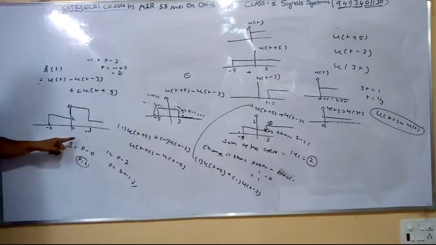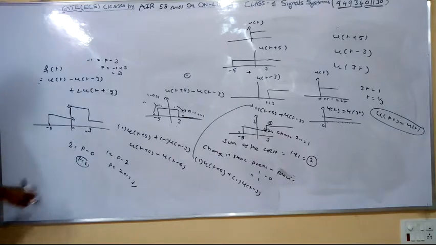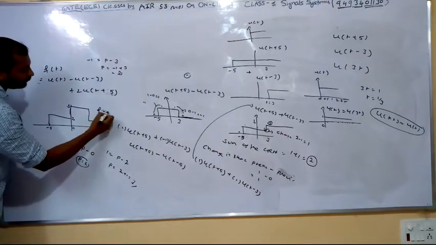Previous is equal to what? Previous is equal to 3. From this the present value is equal to 2. So final value of the signal is equal to 2 only.